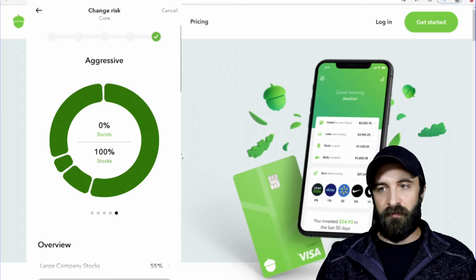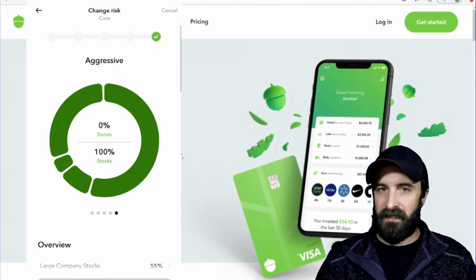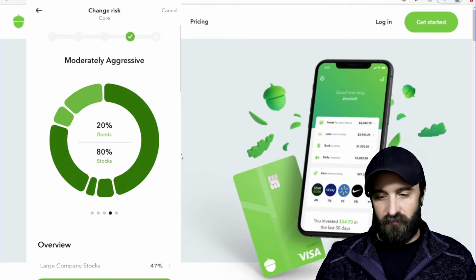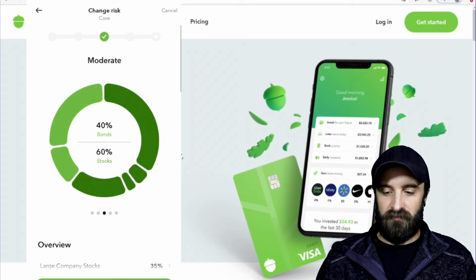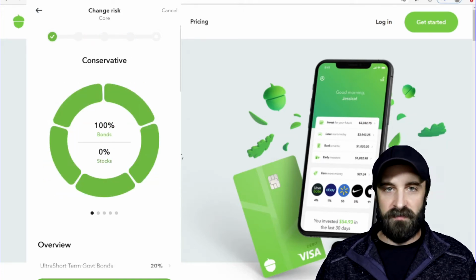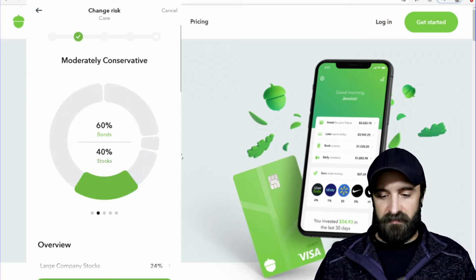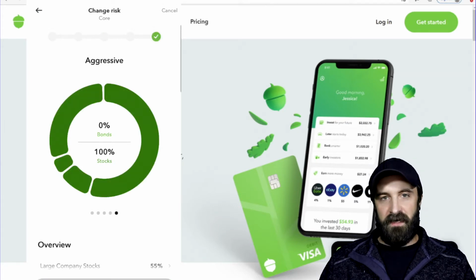Being in 100% stocks on here, it says it's aggressive, but it's really not that aggressive. I feel like it's just aggressive compared to what else is on here. If we scroll down, moderately aggressive is 20% bonds, 80% stocks, and then it just transitions down more and more into bonds. Conservative would be 100% bonds, 0% stocks. Moderately aggressive is 60-40. Moderate is 40-60 the other direction. But I have mine on aggressive.